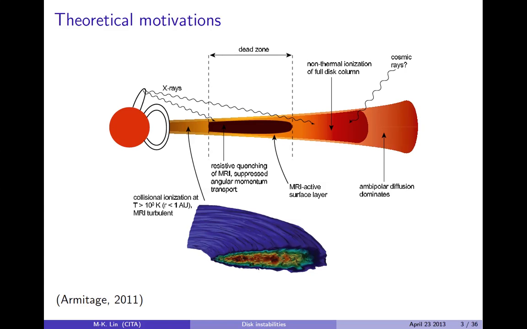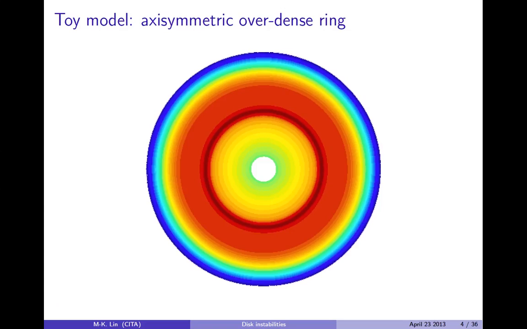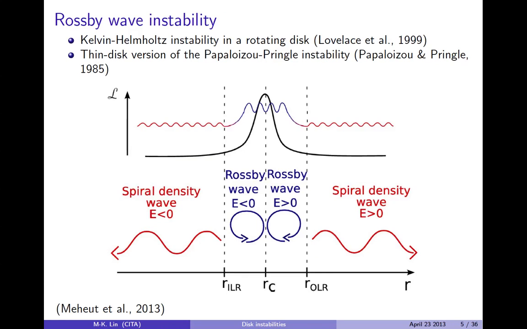So I want to start this talk with a couple of examples from computer simulations. In order to model that localized transition region, which could be due to this active dead zone boundary, a simple thing to do is take a disk. So here I've got a disk, and it's a smooth disk, except I've put in it a density bump. So here's the density ring here. And it's well known that a localized ring like this is unstable to what's now called the Rossby wave instability. It is really a Kelvin-Helmholtz instability, except in a differentially rotating disk.